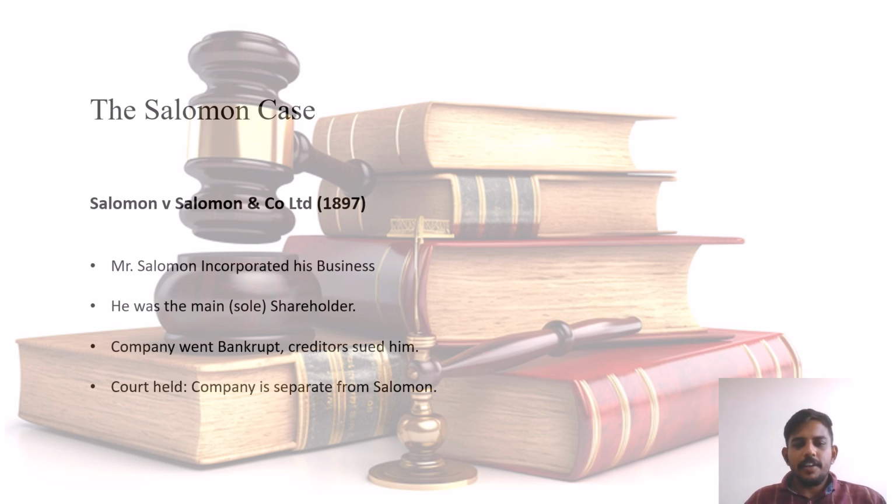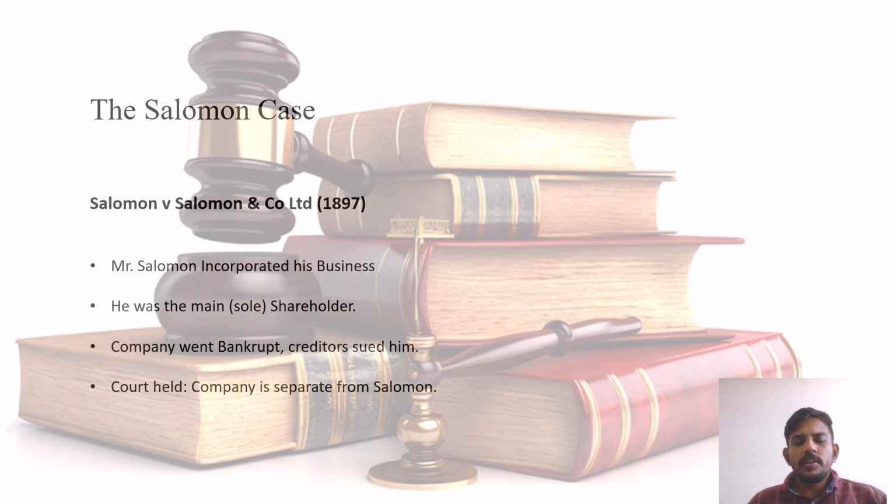This slide discusses the famous Salomon versus Salomon and Company Limited case from 1897. Mr. Salomon had incorporated his own business, making it a limited company, where he himself was the main shareholder. However, when the company later went bankrupt and creditors tried to recover their money from Mr. Salomon personally, the court ruled that the company was a separate legal entity from Mr. Salomon himself. This case is important because it firmly established the principle that the company has its own legal personality, separate from its owners and shareholders.